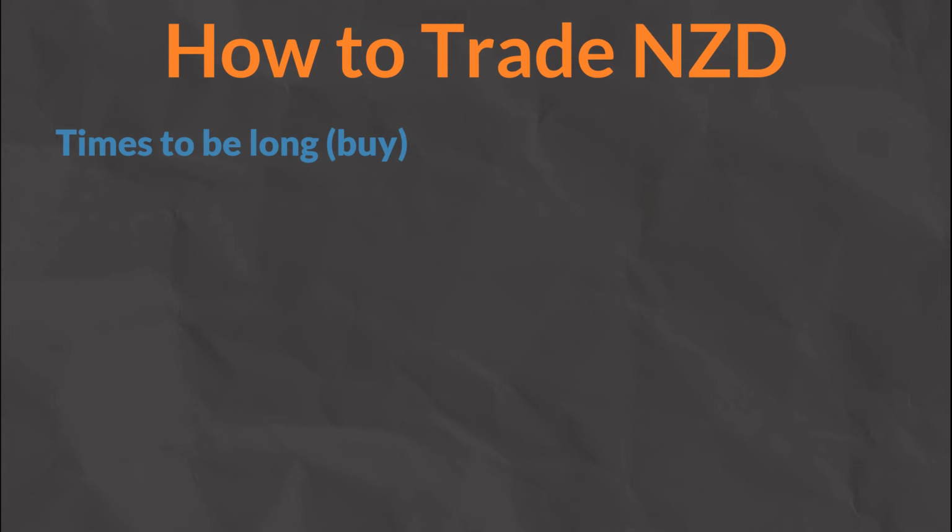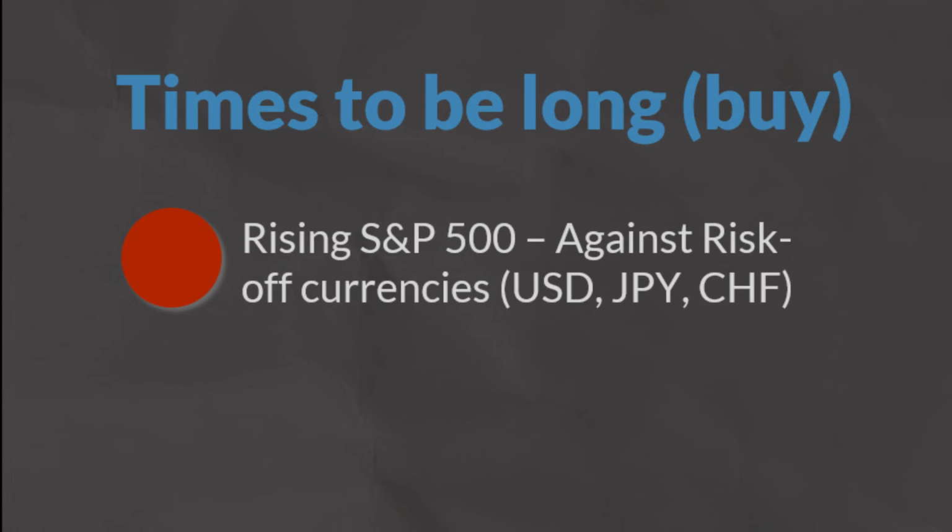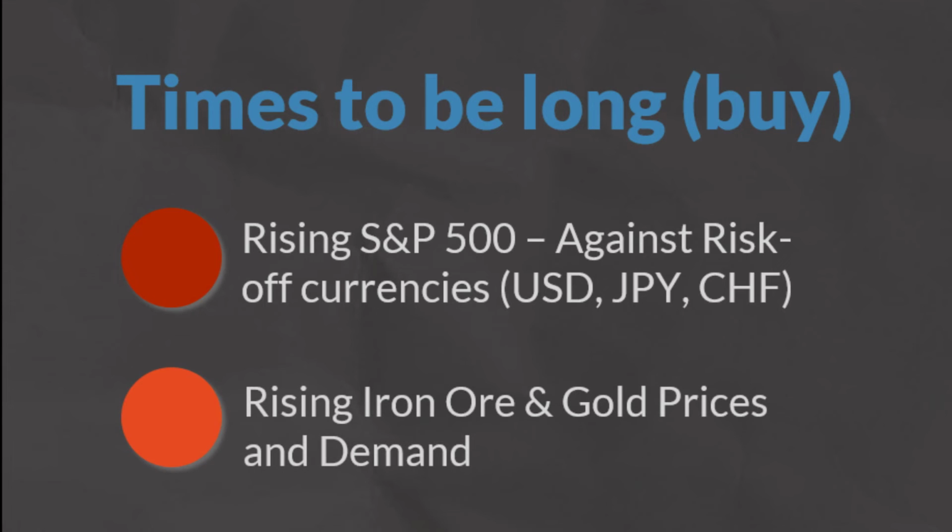Let's narrow in on exactly how to trade the Kiwi. These are the times you want to be looking to be long Kiwi, when there's a risk-on move. So we have a rising S&P, and we know that the Aussie dollar is highly correlated to a rising S&P, so then we know that the Kiwi is highly correlated to a rising equity market. Now, we want to be long Kiwi against things like the dollar, the yen, and the Swiss franc, which are risk-off currencies. Those are currencies of safety. So typically, those are going to be really good times to be long Kiwi.